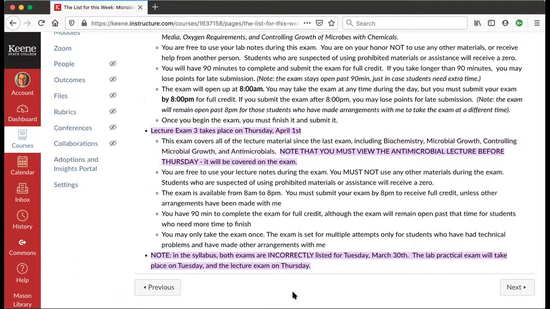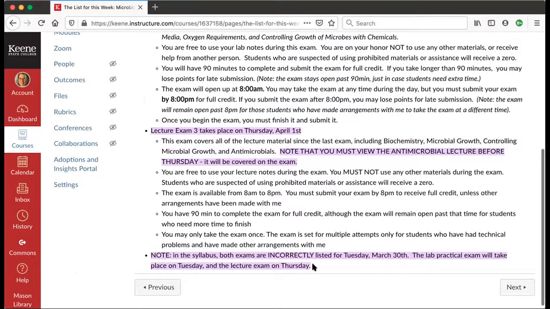The lecture exam is going to look very similar to the first two lecture exams in terms of the types of questions that are on it and how long it is and so on. So nothing new there. You'll have the ability to take it anytime between 8 a.m. and 8 p.m. on Thursday. You just want to get it to me by 8 p.m.